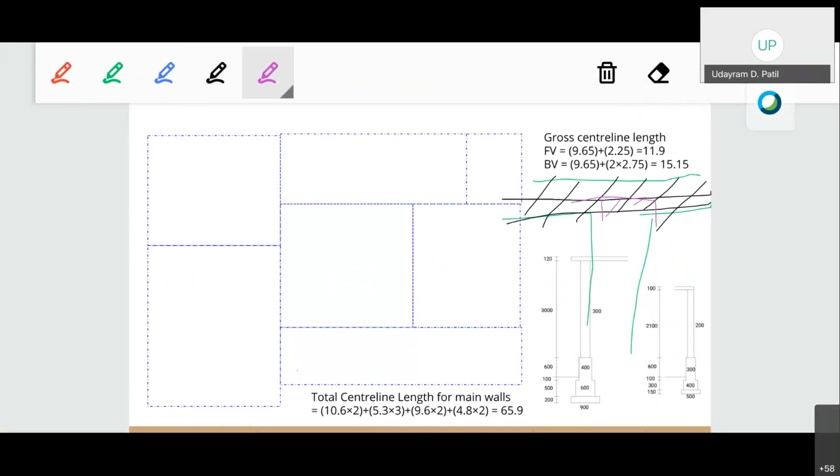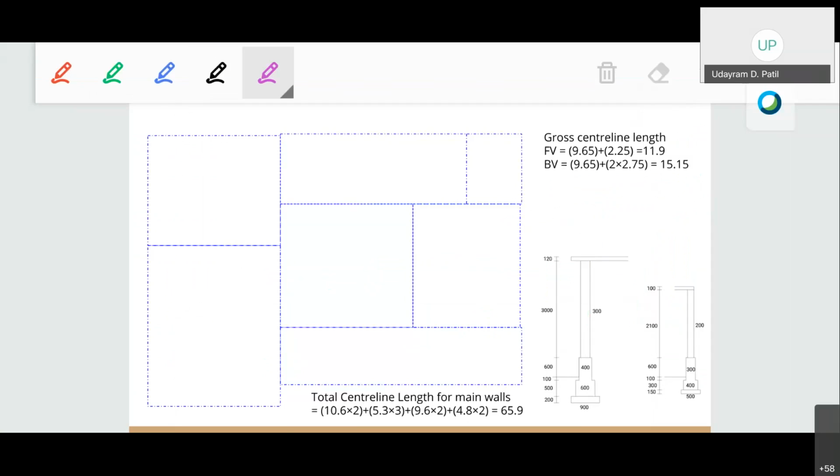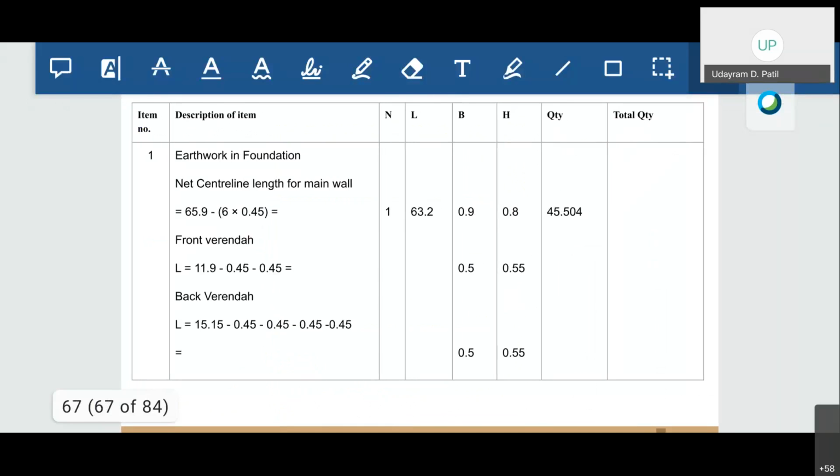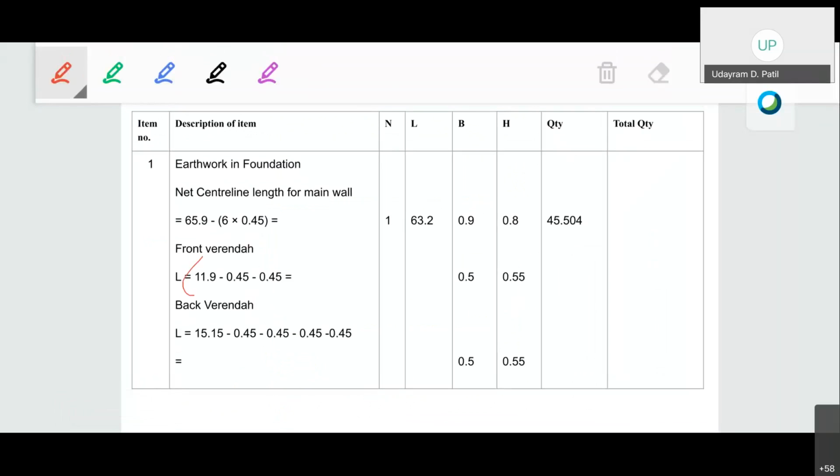Similarly, in this particular case, half width for this particular wall and for this particular wall has already been considered. Therefore, we have to deduct the half width, that is the 0.9 half. Okay, that will be 0.45 for this particular junction and 0.45 for this particular junction. So again, for the front, whatever our total center line length is, deducting the half width for both of the junctions, that is 0.45 and another 0.45, that will give us the net center line length for the front veranda.